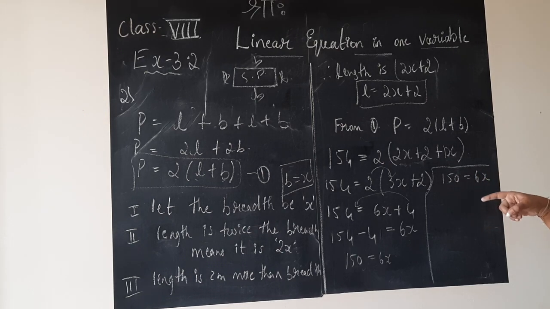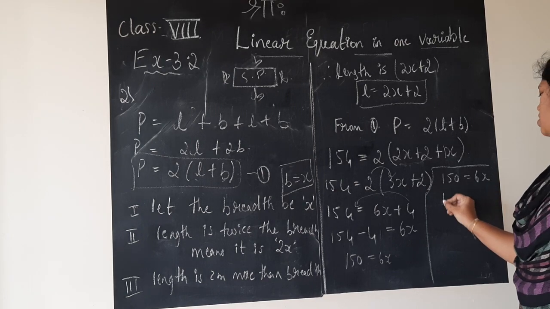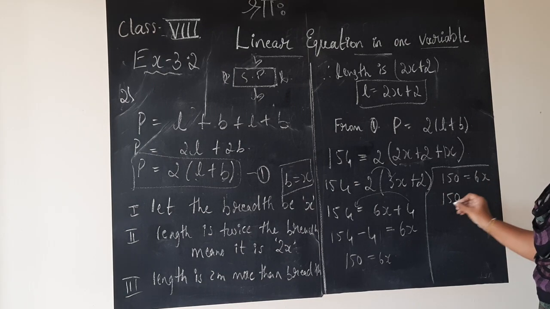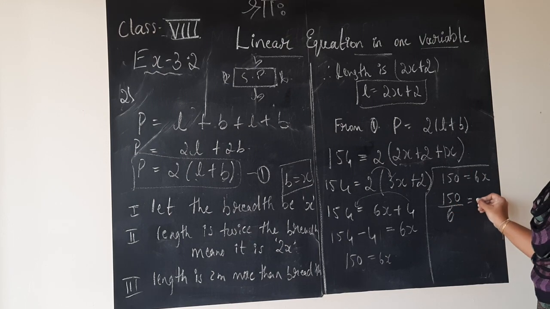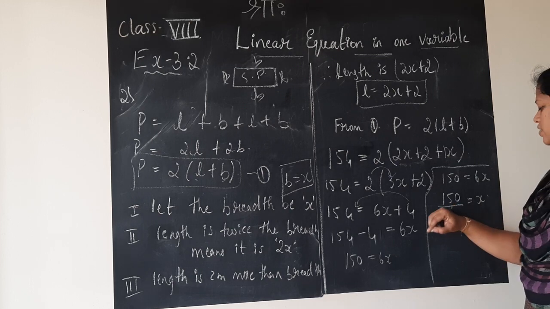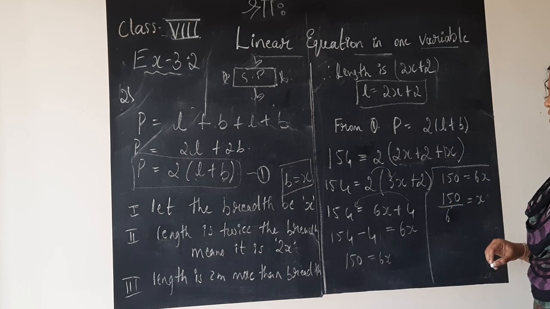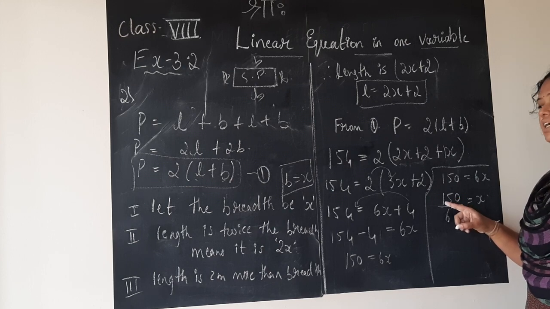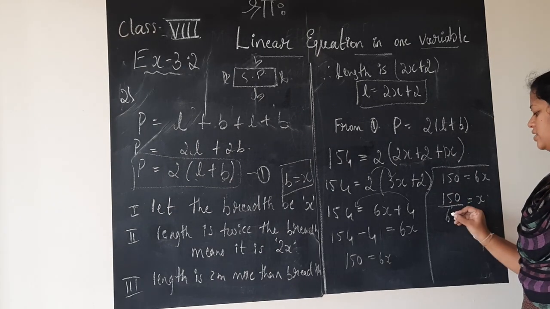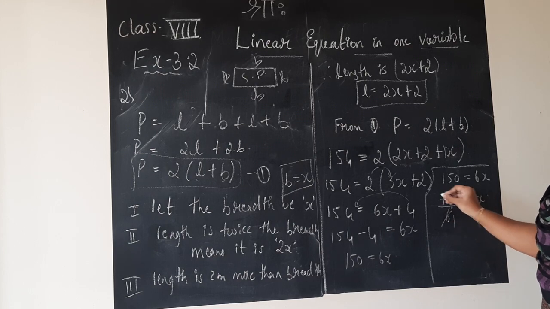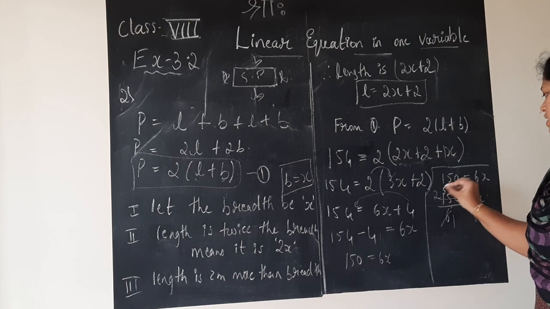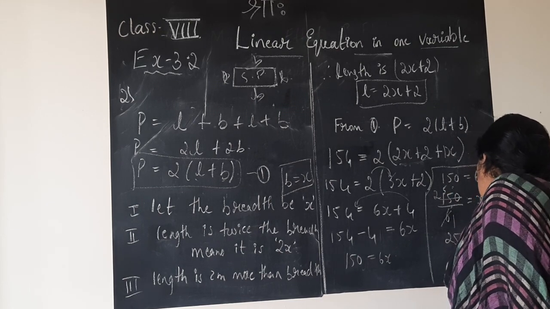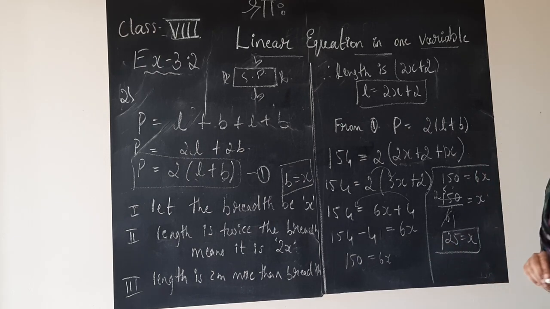I don't know what 6x is, but I want to find out what x is. Since a multiplication sign is there between 6 and x, when you send 6 to the other side, you have to divide it. 150 by 6 is equal to x. Which table shall we use to simplify? 6 1s are 6, 6 2s are 12, 15 minus 12 is 3 remainder, 6 5s are 30. So we got x to be equal to 25, children.